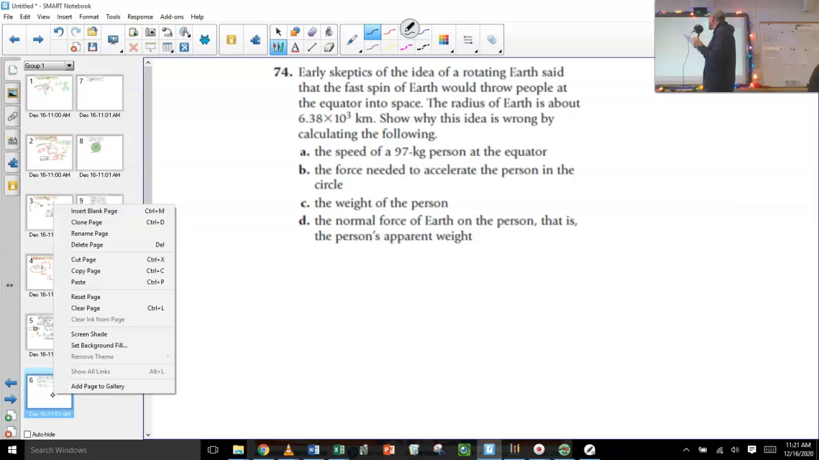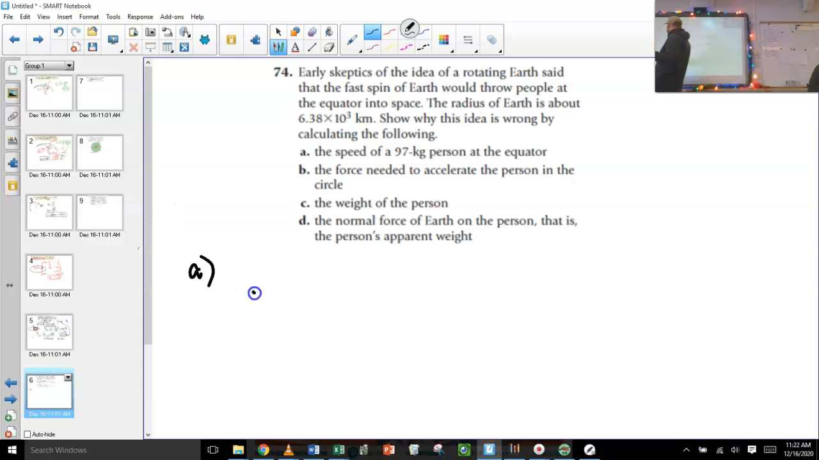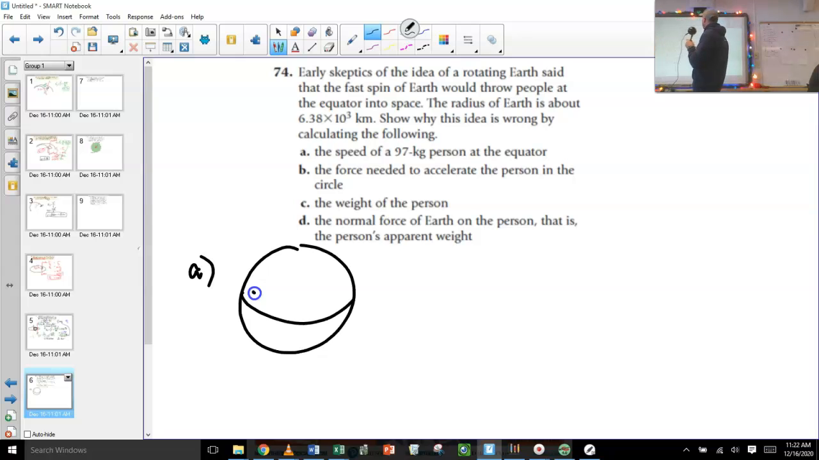The radius of the Earth is this. What's the speed of a 97 kilogram person at the equator? Okay, so part A. The thing you're going to have to know about Earth is the radius, and they give you the radius, which is kind of nice. They tell you the radius of Earth is 6.38 times 10 to the third kilometers, or 6,380 km, or 6 million meters.